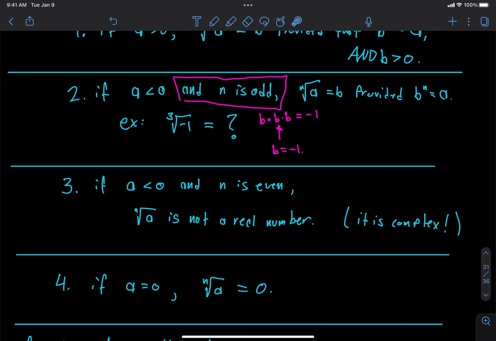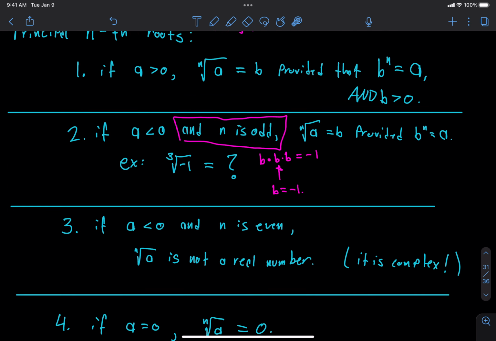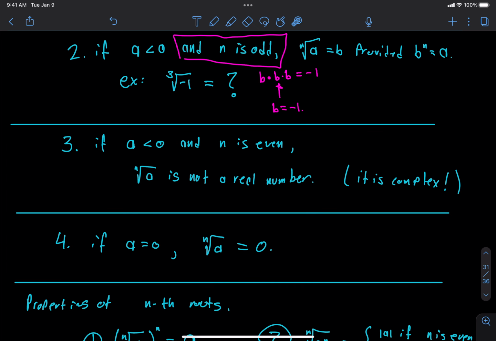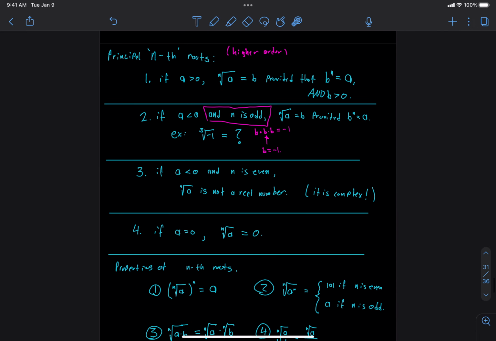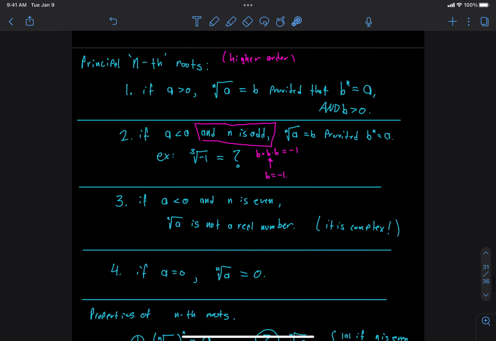And then, finally, the catch-all statement: if a is actually equal to 0. So what did we cover so far? We covered if a is positive and if a is negative. So the last case is, what if a is actually equal to 0? Well, if a is equal to 0, the nth root of a is always 0, because you can just multiply 0 times itself however many times you need in order to get 0. All right, any questions about these definitional qualities of principal nth roots?